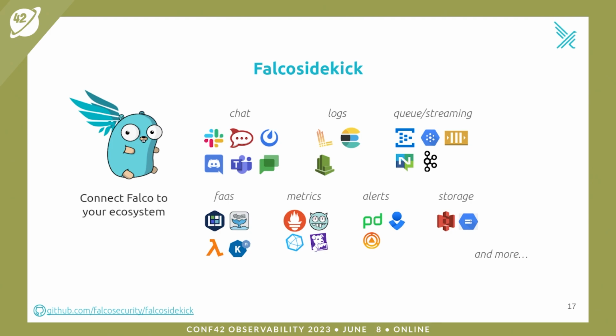Falcosidekick also exposes a Prometheus endpoint. It's useful if you want to do some statistics about the number of alerts and so on. And for the SRE or DevSecOps or SecOps, you can also trigger your on-call system with Falco. Right now, with Falcosidekick, we have PagerDuty, Opsgenie, and Grafana on-call. And you can also do cold storage in S3 or else.